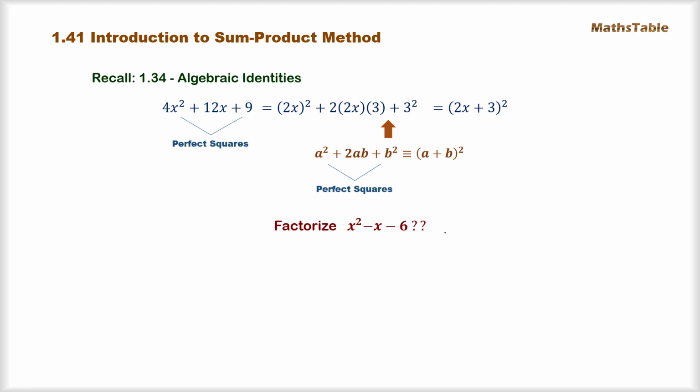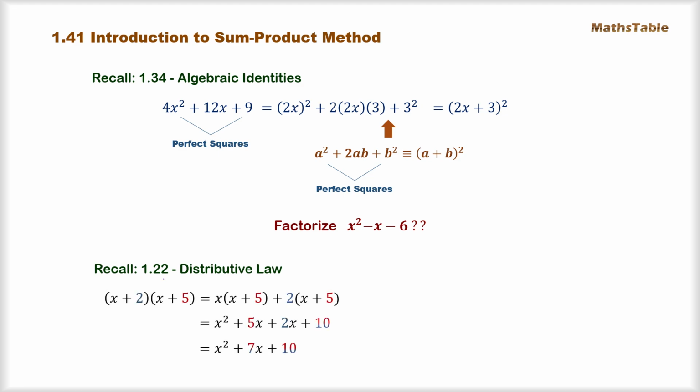For this, we need the help of the distributive law, which was discussed in another of our videos, section 1.2. There we discussed one example that if we have two brackets, x plus 2 and x plus 5, and we expand them using this distributive law, we select the first term of the first bracket and multiply it with the second bracket, and similarly the second term of the first bracket and multiply it with the second bracket again.